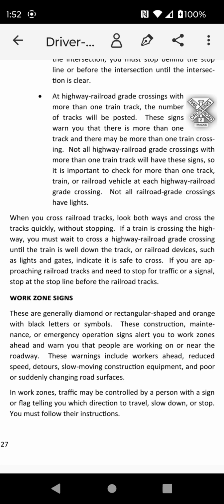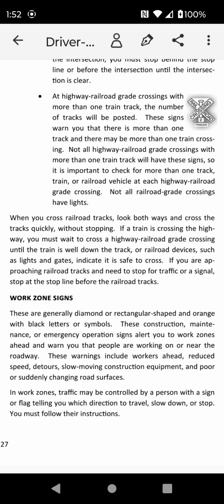These are generally diamond or rectangular shaped in orange with black letters or symbols. These construction, maintenance, or emergency operation signs alert you to work zones ahead and warn you that people are working on or near the roadway. These warnings include workers ahead, reduced speed, detours, slow moving construction equipment, and poor or sudden changing road surfaces. Sorry, that was a weird hiccup.